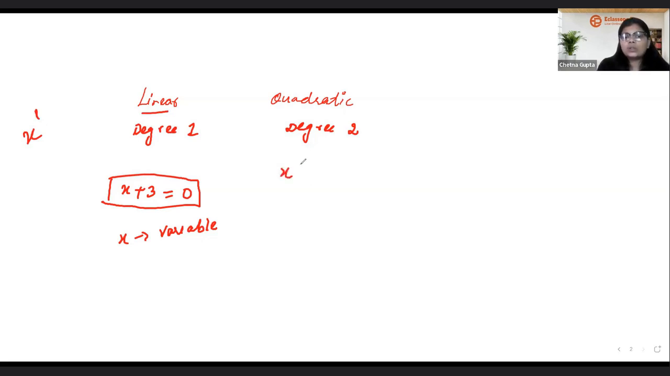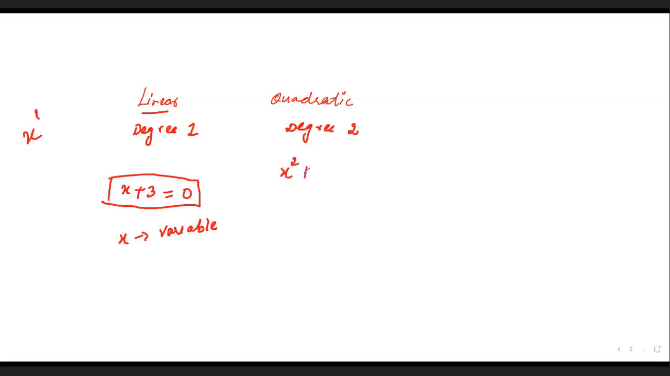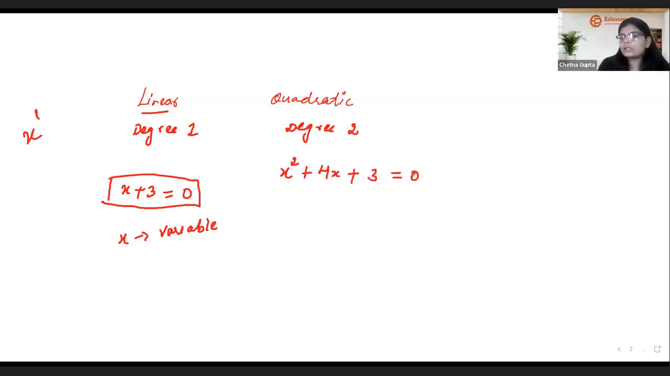If the degree is 2, it means that is what? Like suppose x square plus 4x plus 3 is equal to 0. So if the degree is 2, that means that is a quadratic equation. Okay, so here the highest degree is 2, it means it's a quadratic equation. So this is the main difference between linear and quadratic.